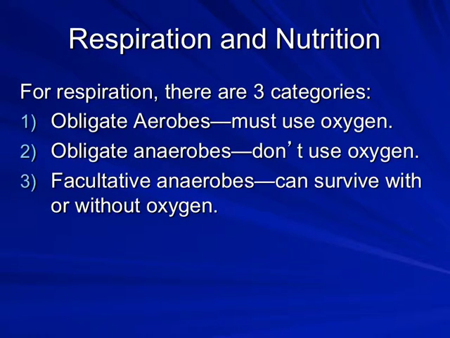All right, the second way we classify eubacteria is respiration and nutrition. Okay, so there's three different categories for respiration. There's obligate aerobes, which means they have to use oxygen. There's obligate anaerobes, which means they can't use oxygen and they don't want to. And then there's facultative anaerobes. They can survive with or without oxygen. Generally, they prefer not to survive with oxygen.